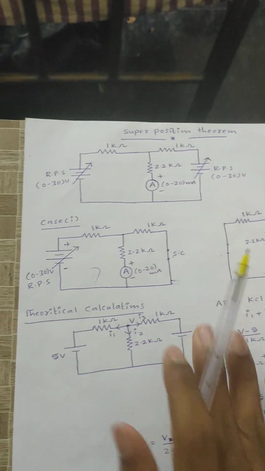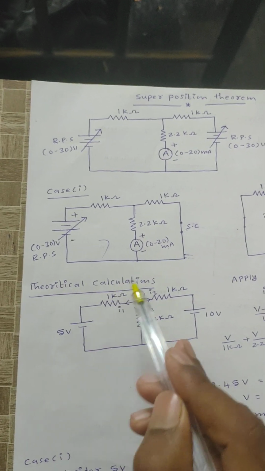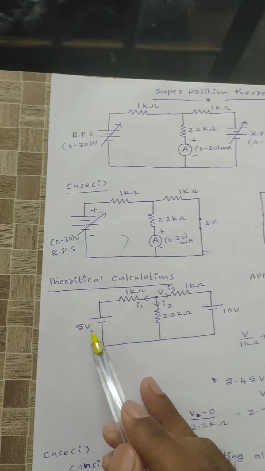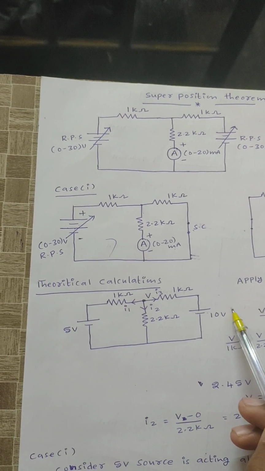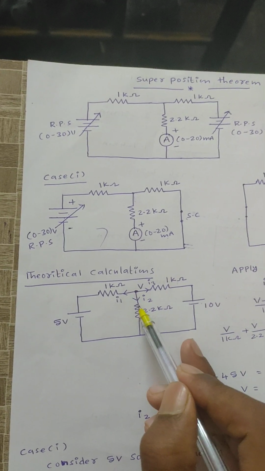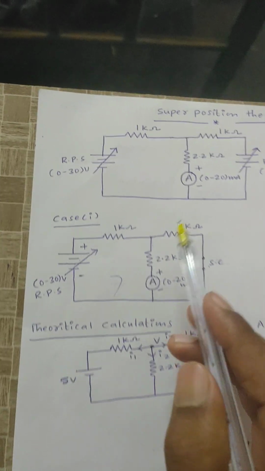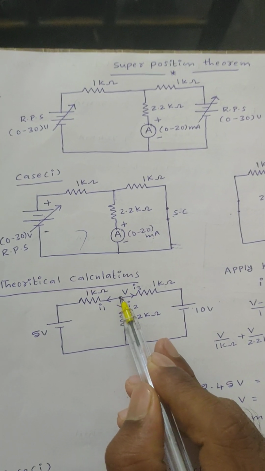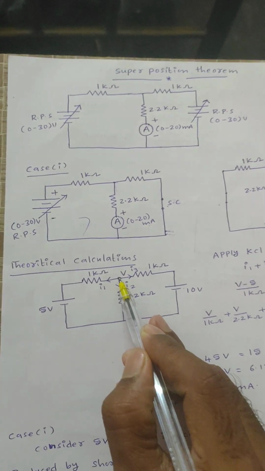For that purpose, for theoretical calculations, let us consider two sources starting: a 5 volt source and a 10 volt source, both acting together. Then calculate the current flowing through the 2.2 kilo ohm resistor, right. Here I need to measure the current flowing through 2.2 kilo ohm. By using nodal analysis I can calculate the currents.